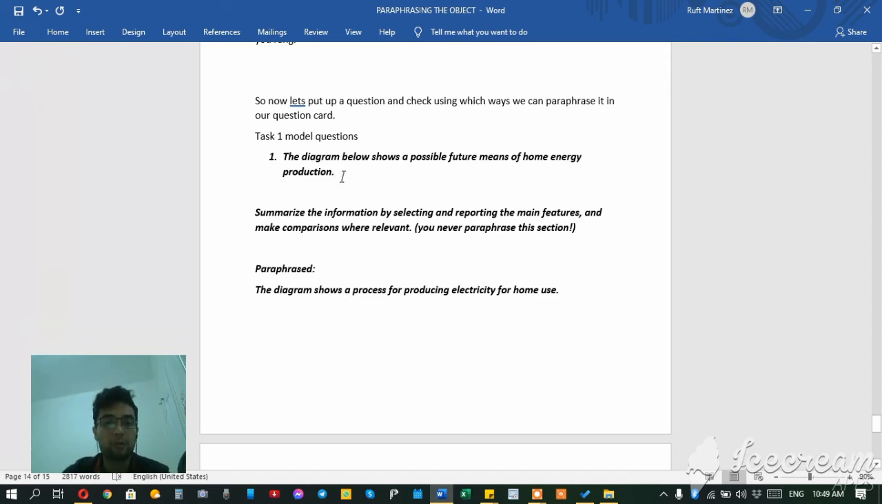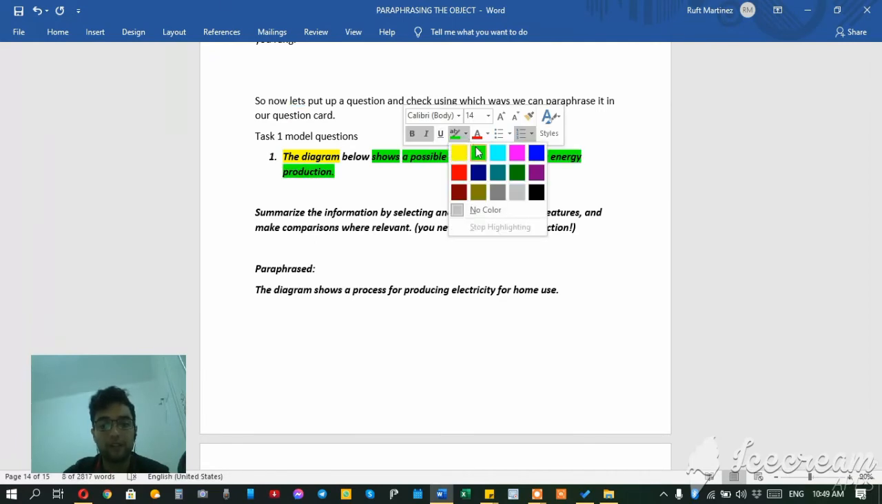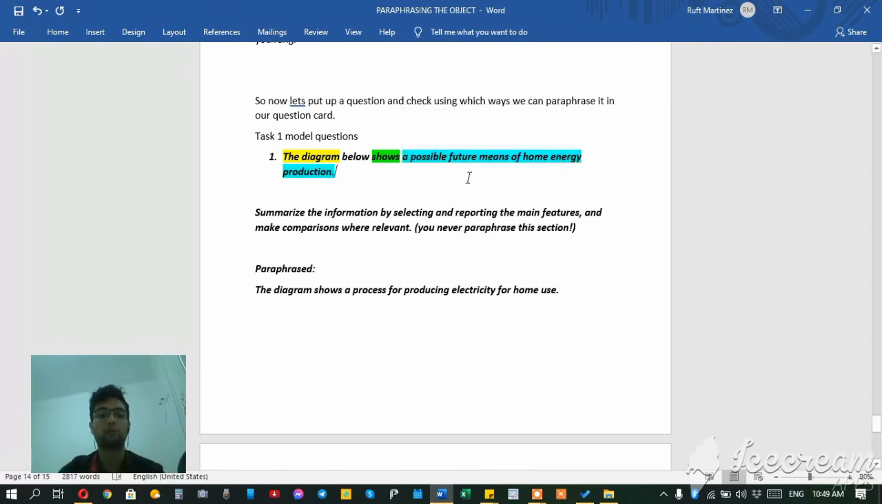is to separate them into subject, verb, and object, right? The diagram is the subject. Shows is the verb. You don't need below. Shows what? A possible future means of home energy production. That's the object. We do not have an adverbial here, no time or place adverbial. We just have subject, verb, and object. So what we have to paraphrase here is the object.